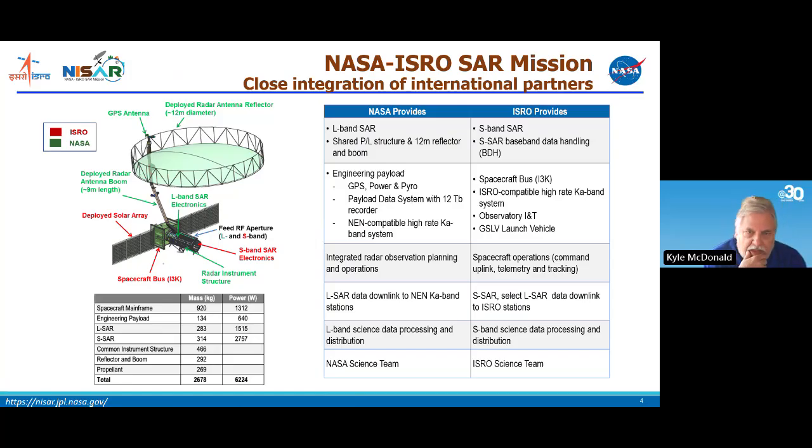Looking at the instrument itself, it consists of components that were provided by NASA and by the Indian Space Research Organization, ISRO. In terms of the payload, NASA has provided an L-band radar instrument. That's a radar that operates at about 23 or 22 centimeters wavelength. ISRO has provided an S-band radar, which is operating at about half the wavelength, about 12 centimeter wavelength. So we have a dual frequency radar capability, and each space agency is downloading and assembling their respective data sets.